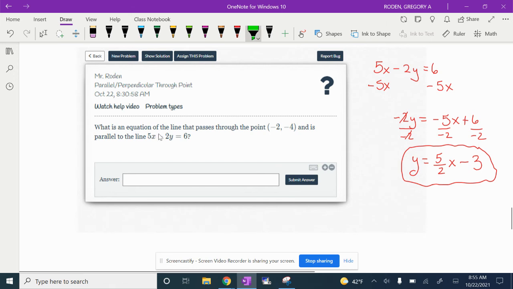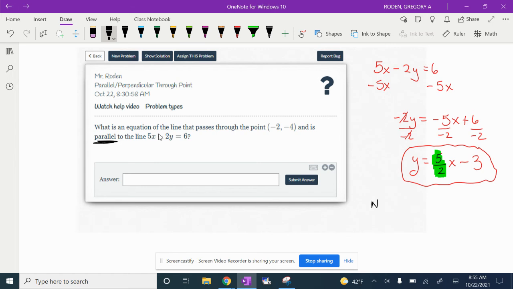Now remember, guys, I only want this slope. I don't care about anything else. So I'm going to steal this slope, and I'm going to throw the rest of the equation away. So I know my new line, and I want an equation that is parallel. Okay, so parallel lines have equal slopes.